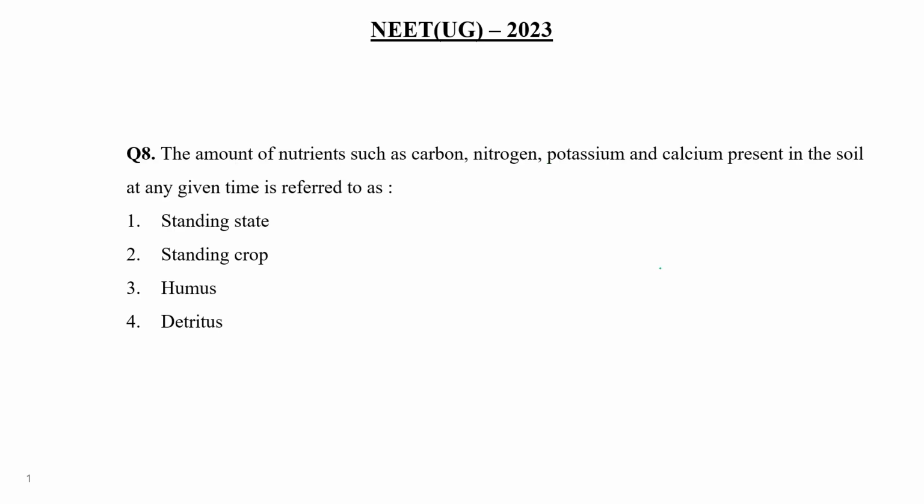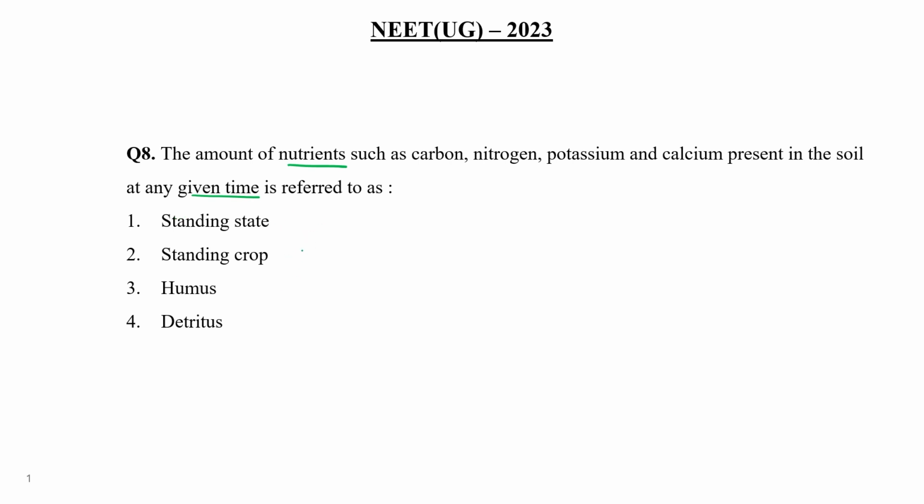Next, the amount of nutrients such as carbon, nitrogen, potassium and calcium present in the soil at any given time is referred to as the amount of nutrient present in a soil at a given time. It's a line to line question. It is given in our NCERT book. What is the right term for the same?